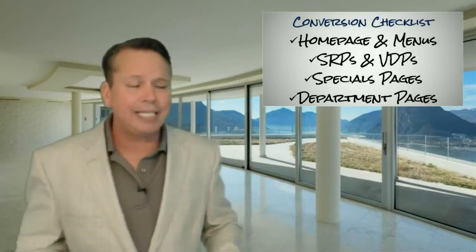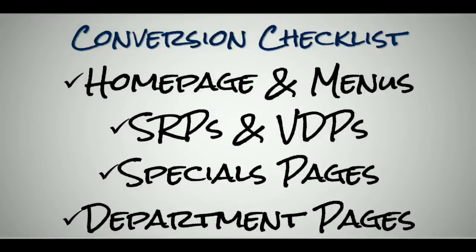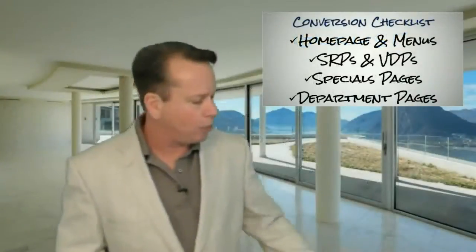So when we look at where we should place these things, here's a quick checklist. You need to make sure that you've got your conversion forms on your home page, that you've got conversion links in your menus, that they're on your search results pages and your vehicle detail pages. You need to have them on your specials pages. You need to make sure that those convert. You need to have them on your department pages. You need to treat your website as if I'm a first-time visitor to your site. Now, you may have heard this saying before, the best place to hide a body is page 2 of Google, right? The same is true for areas of your website.